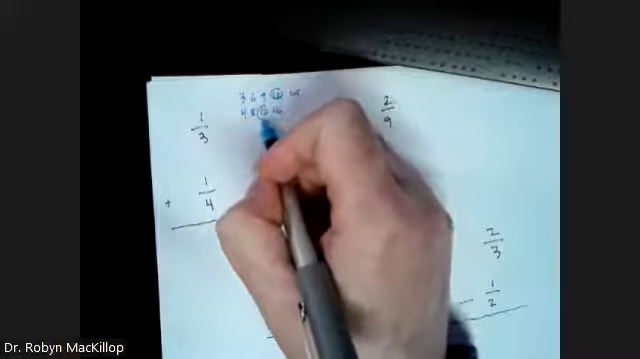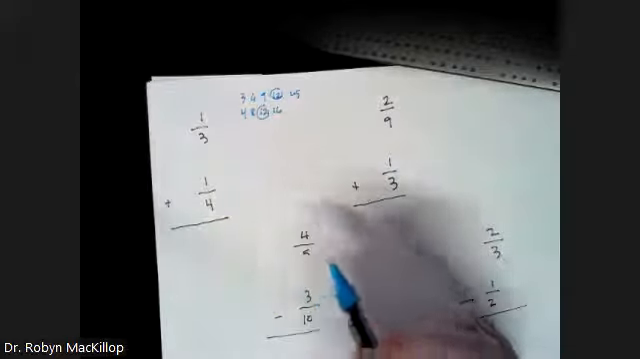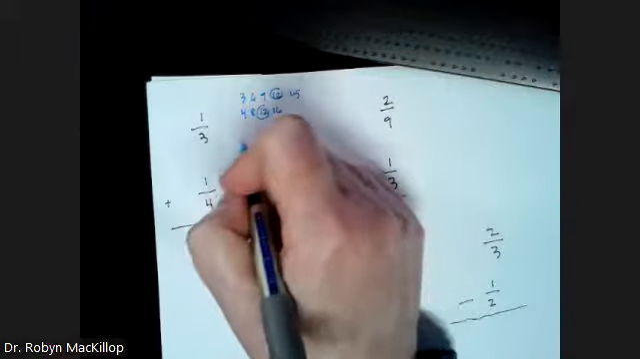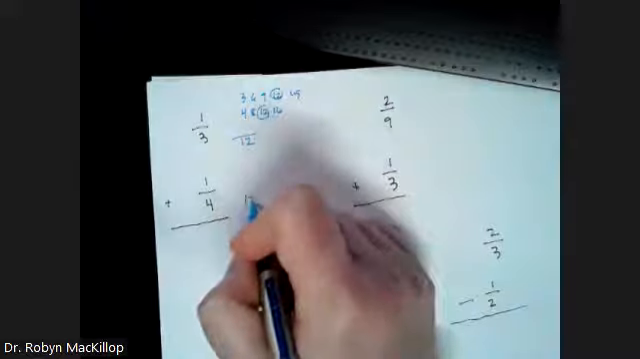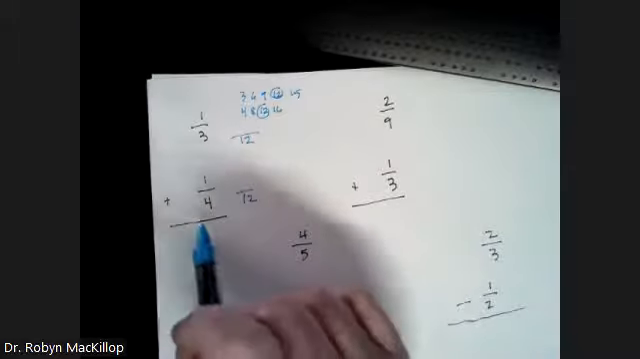12 and 12. So both 3 and 4 go into 12 evenly. That is your new denominator. So we're going to do 12 and 12. Now, since we've altered the denominator, we have to alter the numerator, the number on top.